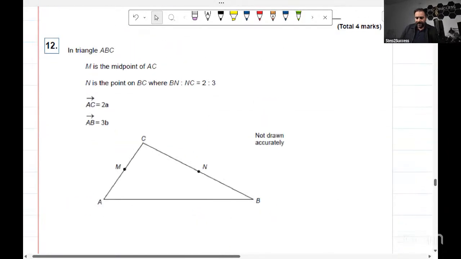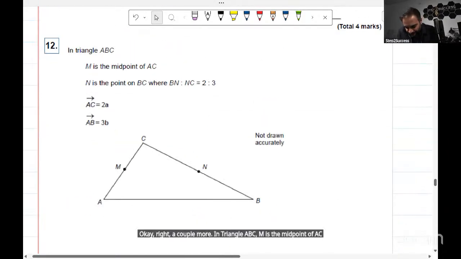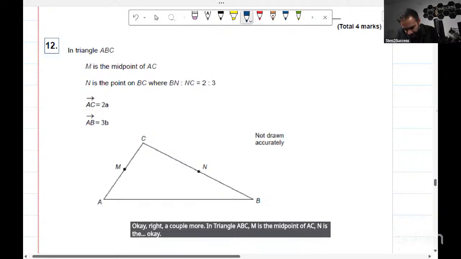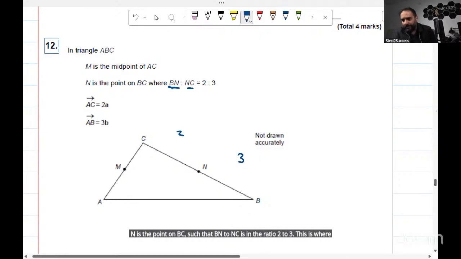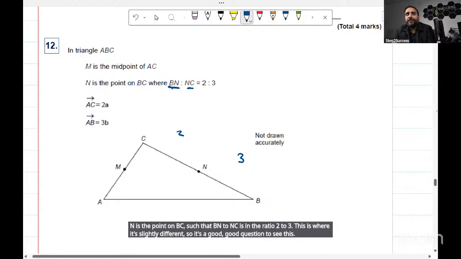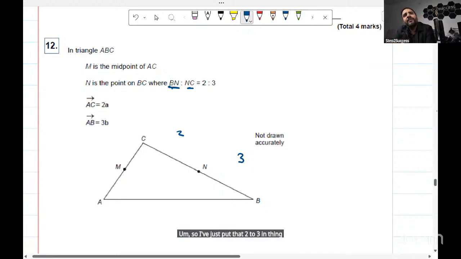In triangle ABC, M is the midpoint of AC, so M is exactly halfway, that's nice. N is the point on BC, such that BN to NC is in the ratio 2 to 3. This is where it's slightly different, so it's a good question to see this. So I've just put that 2 to 3 in. Oh no, that's from the wrong place, isn't it? The other way around. BN to NC is in the ratio 2 to 3.